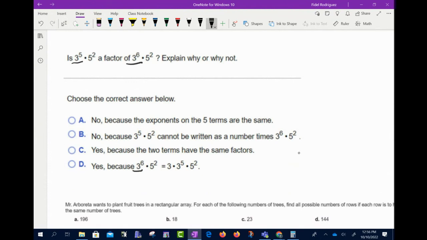So look, 3 to the 6th is the same thing as 1 3 with another 5, because if I have 1 right there and another 5, there's my 6, right? So the reason why 3 to the 5th times 5 squared is a factor of 3 to the 6th times 5 squared, don't worry about the 5's because they're the same 5's. But as long as this power here is smaller than that one, then it's always going to be a factor. Okay.